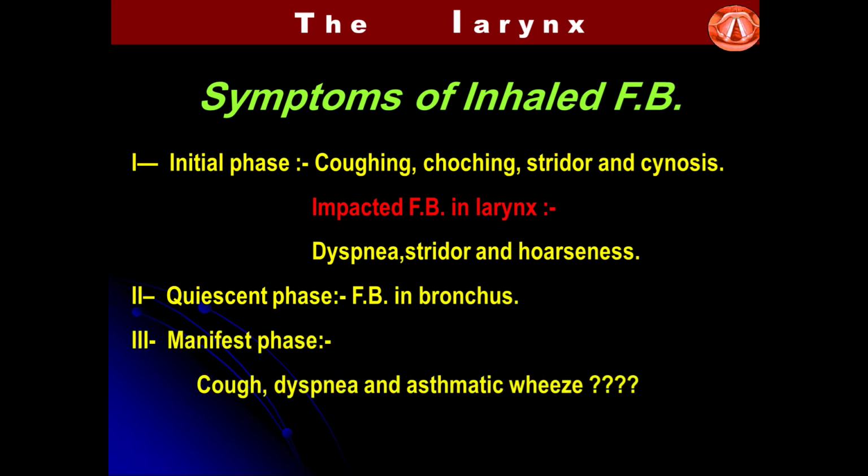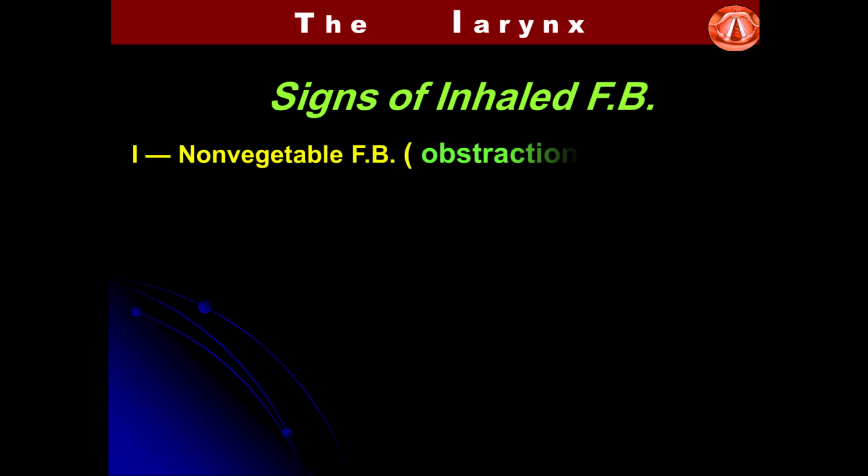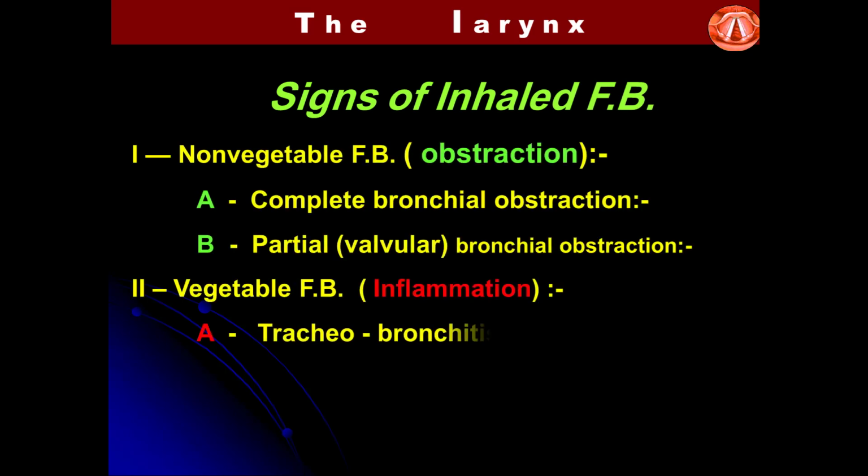Usually this patient passes through these stages: the initial phase where there is choking and coughing, the quiescent phase where the foreign body is settled in the bronchi, and lastly the manifest phase when he comes later, especially with an organic foreign body, with chest infection, cough, dyspnea, and asthmatic wheezes. And this may lead to inflammation like tracheobronchitis, like lung abscess.